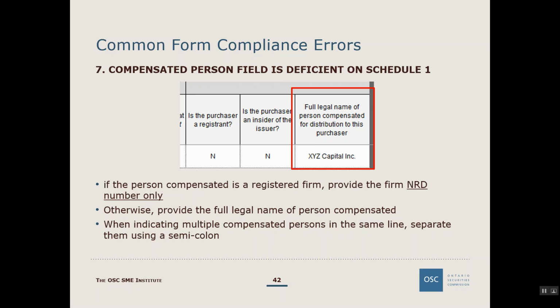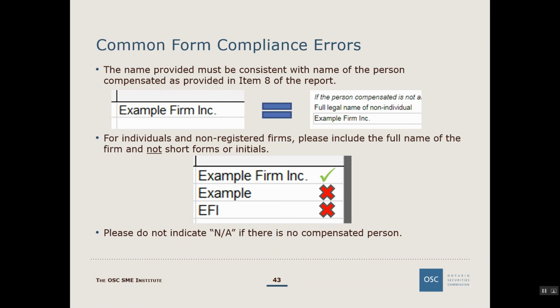In addition to these instructions in the template, we request that when indicating multiple compensated persons in the same field, the names and/or NRD numbers should be separated by a semicolon. Of course, the names and NRD numbers indicated on the Schedule 1 must be consistent with those provided in Item 8 of the report. We also notice some issues when filers are including the names of individuals or non-registered firms. The most common one is the use of names that are unclear or slightly different than those on the form.